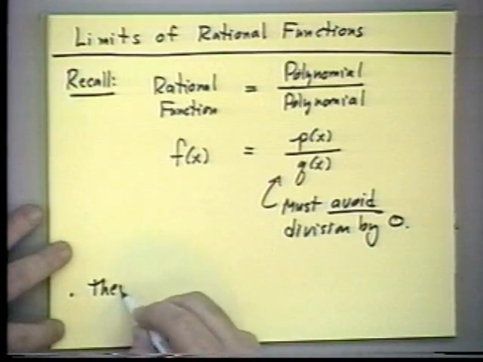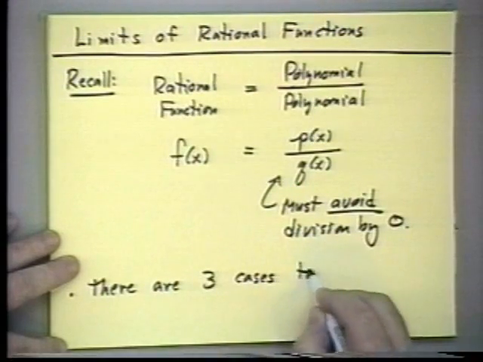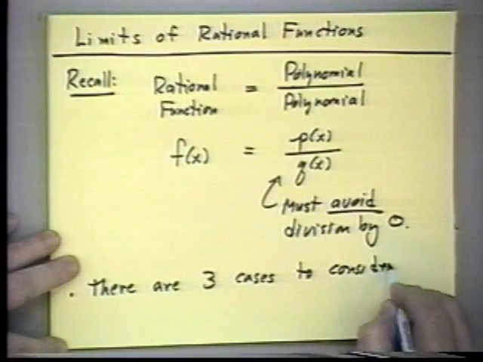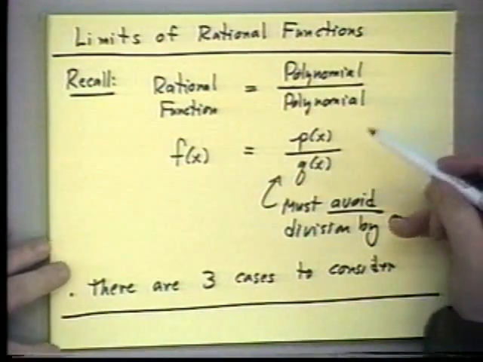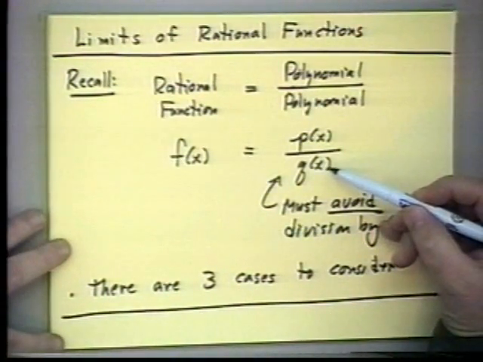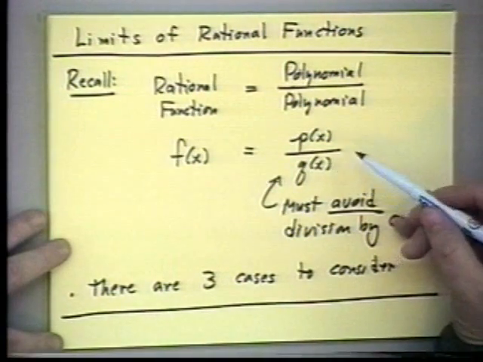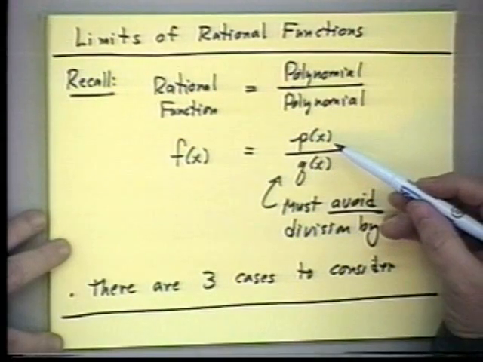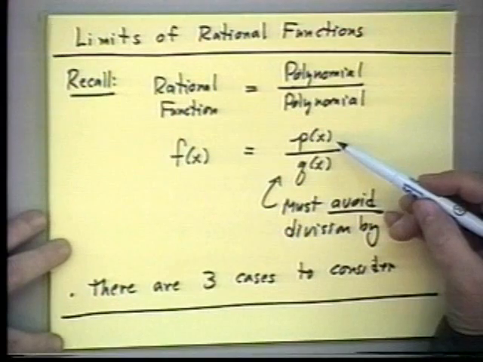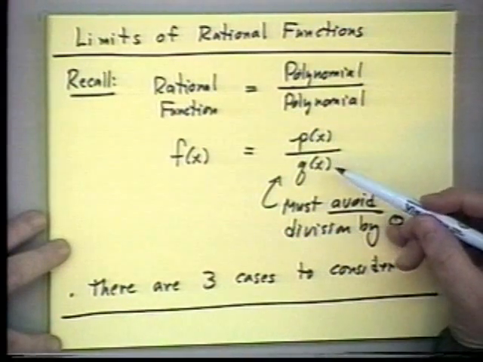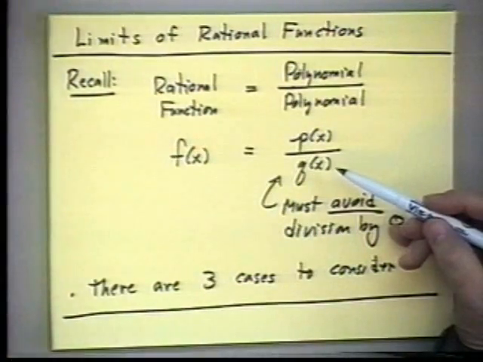There will be 3 cases to consider here. And you'll see what they are in a moment, but what they revolve around is whether or not q of x is 0. If this is 0 and the top is not 0, we have one result. If this is 0 and the top is 0, we have a second result. There's a third result where neither is 0, and that's the easiest one. In fact, the one we'll start out with.